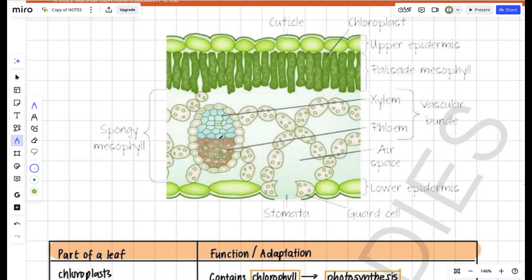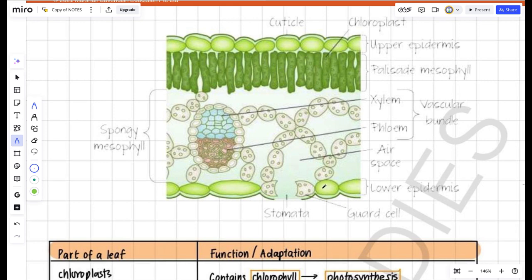Is that okay? Then after that, we have a lot of air spaces. These are called the air space, a lot of places for air to go in: carbon dioxide, oxygen, water vapor, all of this can move around in the airspace. Then after that, we have the lower epidermis, which has a little similitude with the upper epidermis.